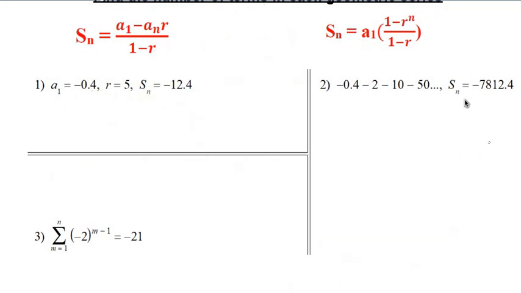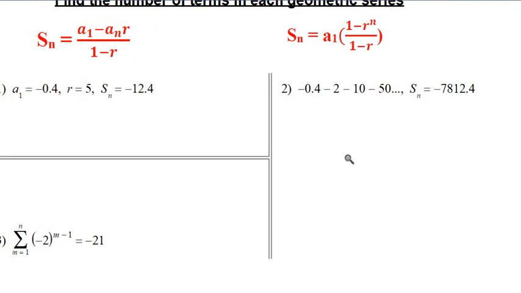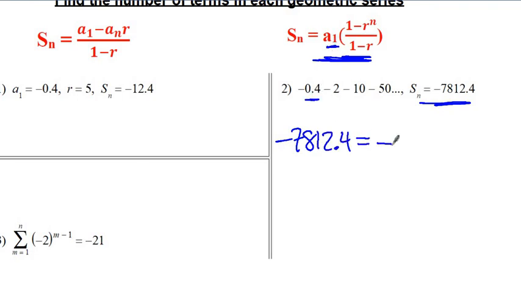Obviously number 3 is sigma notation. Number 2 is giving you the first 4 terms. Okay, so we'll stick with this formula. This is kind of the easier one to use. We don't have the last term right here, and so this is going to tend to be the easiest one. So same thing, we need to plug in S sub n, which is negative 7812.4. That's equal to A sub 1, which they're telling us once again is negative 0.4.